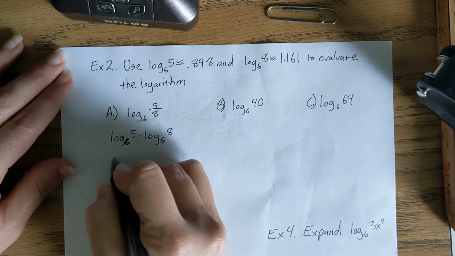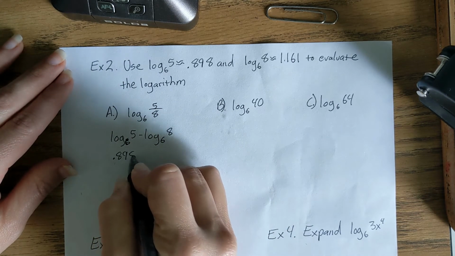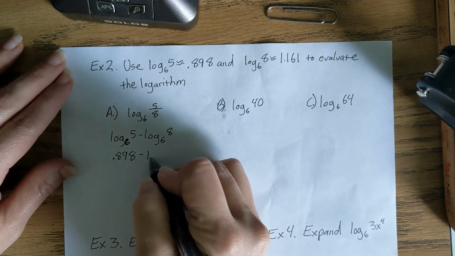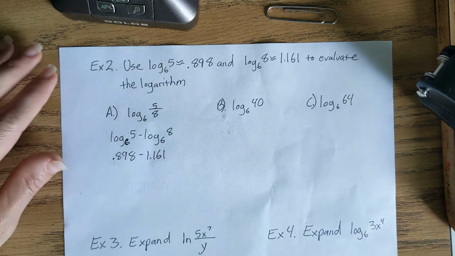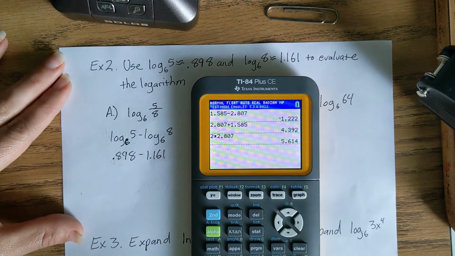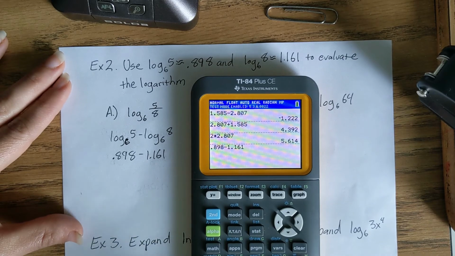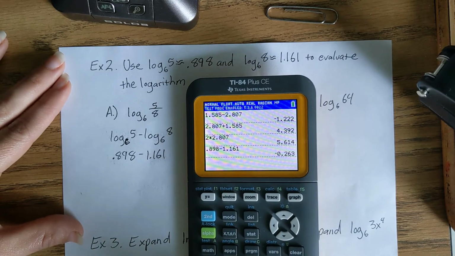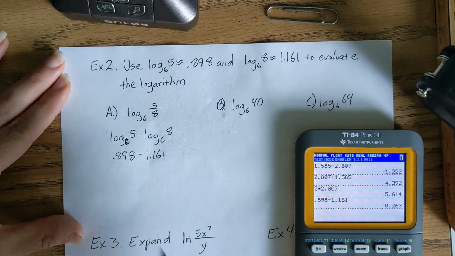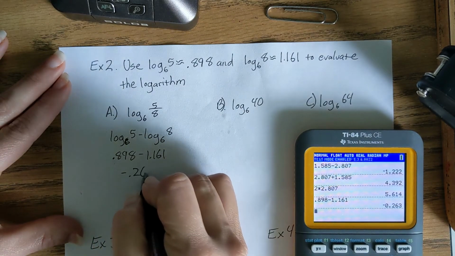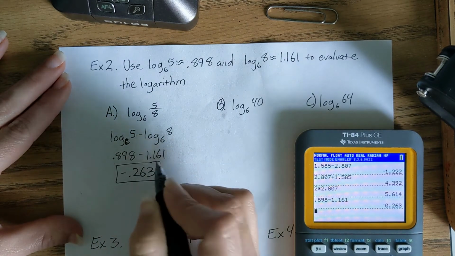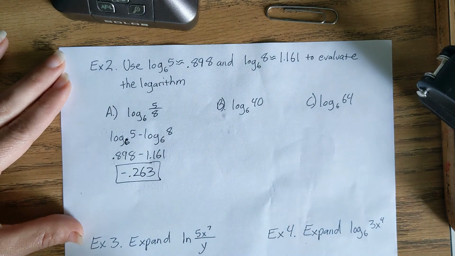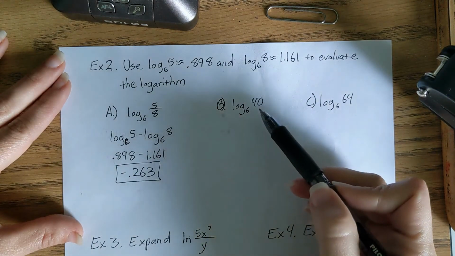So I'm going to put in 0.898 minus 1.161. I'll put that in the calculator and figure out what that is. So that's 0.898 minus 1.161. That gives me negative 0.263. And that's my answer right there. I'm going to go to the next one, log 640.